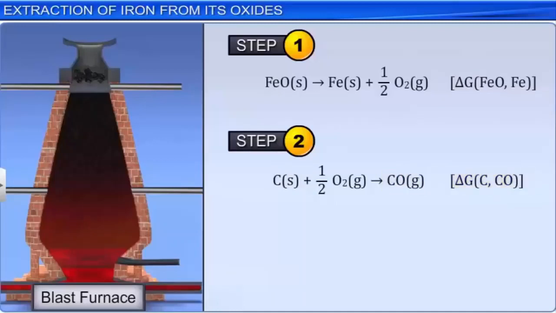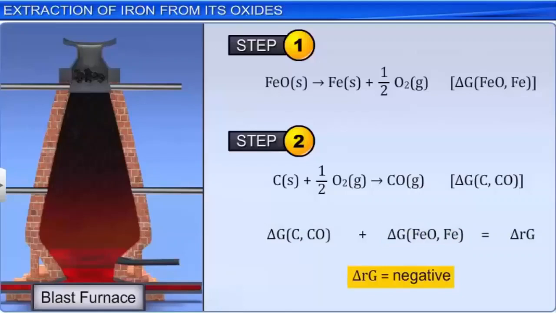When the two reactions occur, the net Gibbs energy change becomes delta G reaction is equal to delta G CO plus delta G FeO Fe. This becomes spontaneous when delta G reaction is negative.